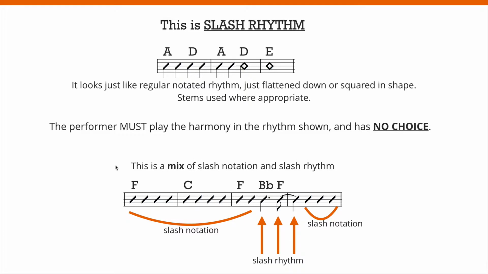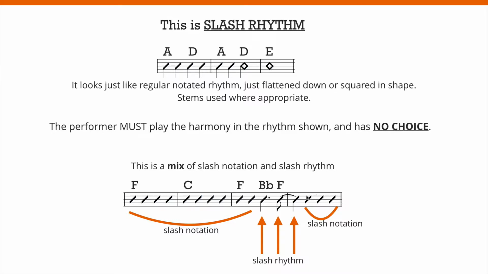Now down here, we see a mix of both. Here's slash notation, just straight through. I can play the chords in any way that's stylistically appropriate to sustain an F harmony through that measure, to sustain a C harmony through that measure, and an F harmony on the first 2 beats any way I want. But when I get right here, I am told when it gets to the 3rd beat, I have no choice. I have to play a B flat on beat 3, hold it through beat 3, the down beat of 4, and hit the and of 4 with an F chord. Then I'm going to tie it over to the first beat of the next measure.